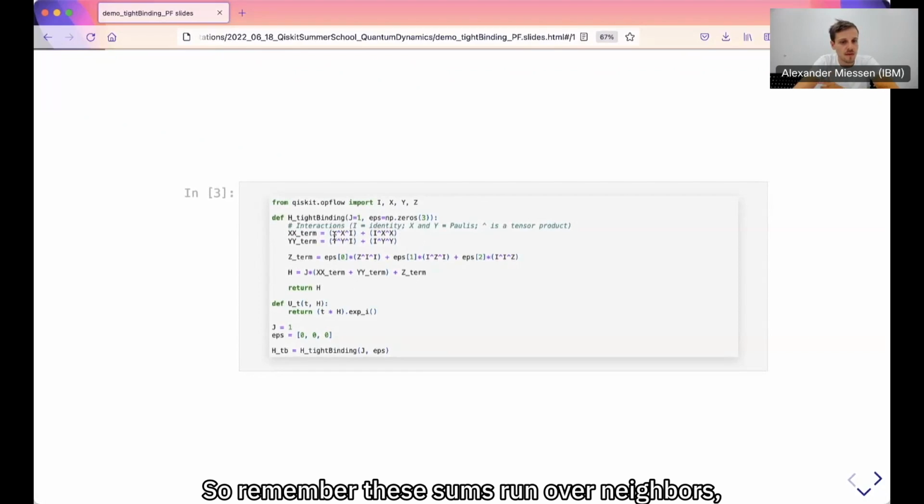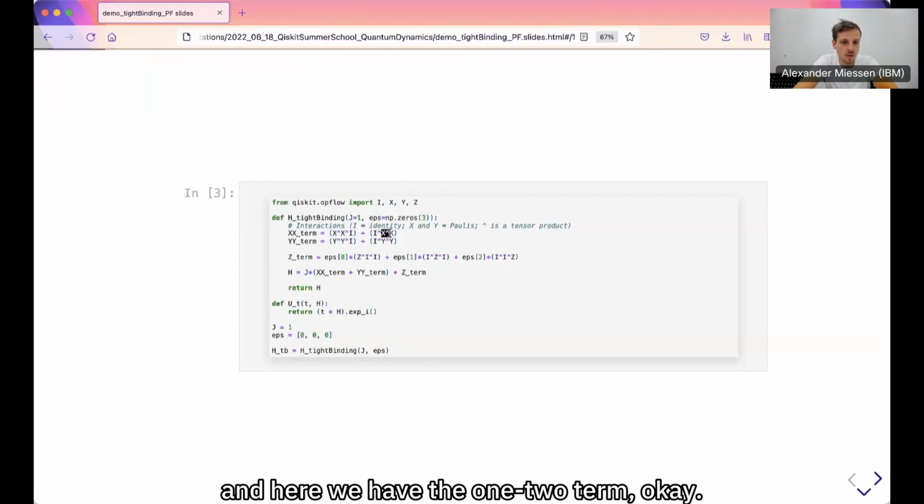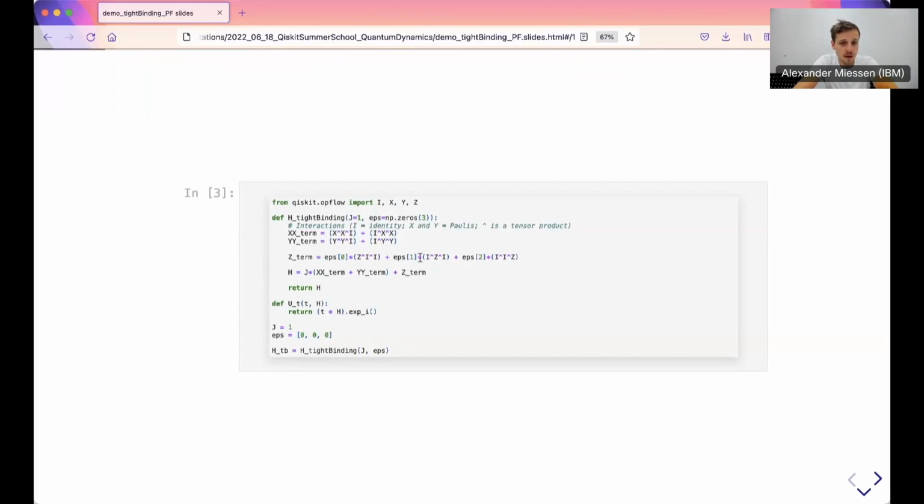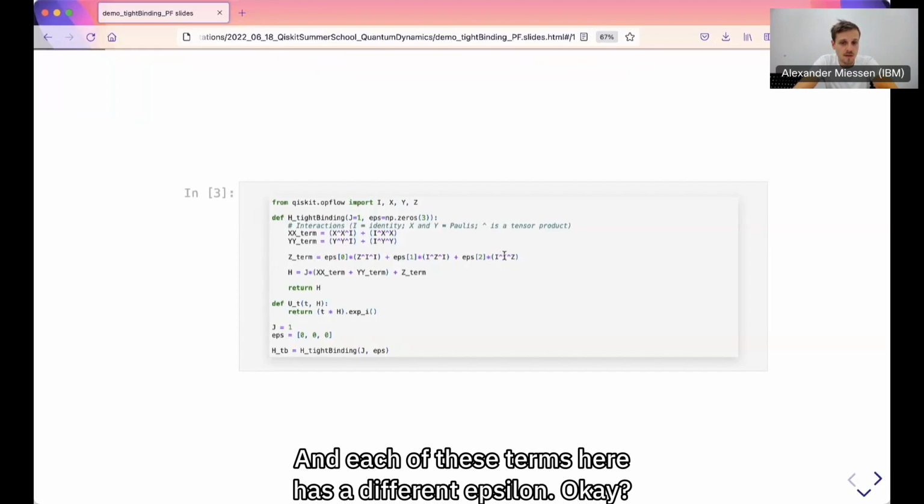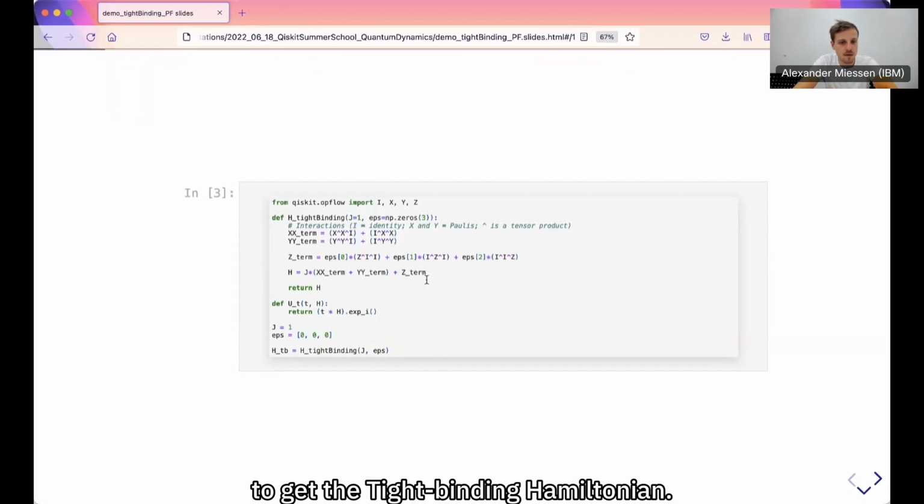So remember, these sums run over neighboring sites. Here we have the 0, 1 term, and here we have the 1, 2 term, okay? And the same for Y. And then for the Z terms, we can have 3 different parameters epsilon, and each of these terms here has a different epsilon, okay? And then I sum them up to get the tight binding Hamiltonian.